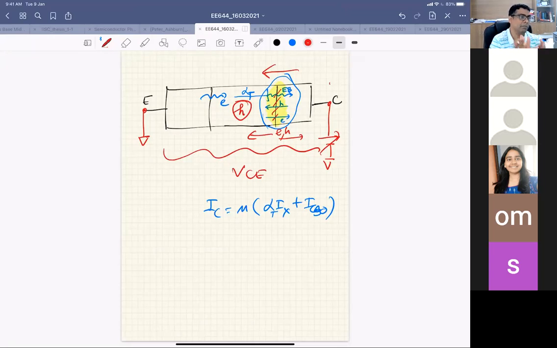Thinking in terms of time, the number of holes in the base is increasing, which increases the potential of the base region. That means this junction is now forward biased, so more electrons will be injected. This is how it triggers. It is a positive feedback process: more electrons, more impact ionization, more holes, then again more electrons. This process goes on and on. At some point IC and IE will be very high, and that is the breakdown voltage.